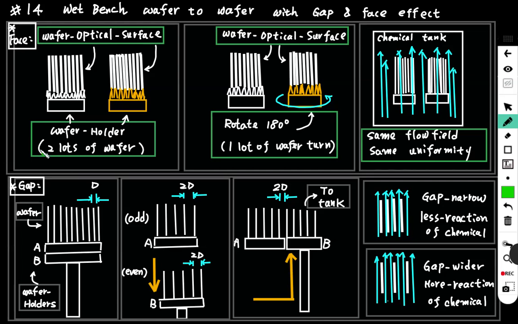We have the two lots of wafer. This is a wafer holder. We have the two lots of wafer here, and the wafer optic surface is here. So the optical surface faces right.